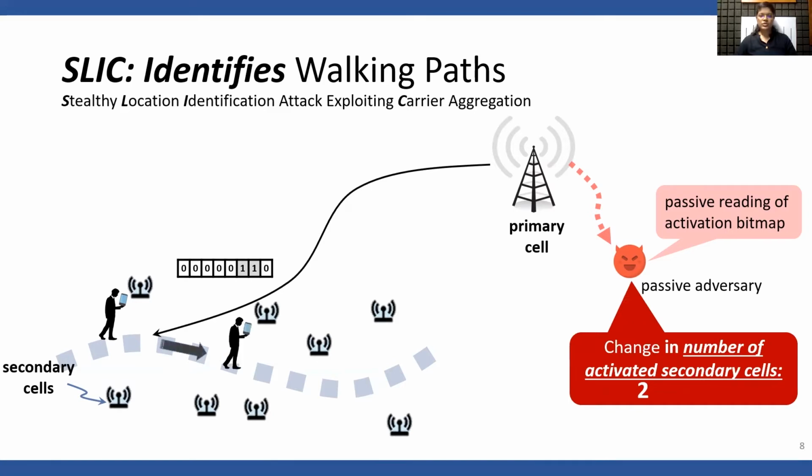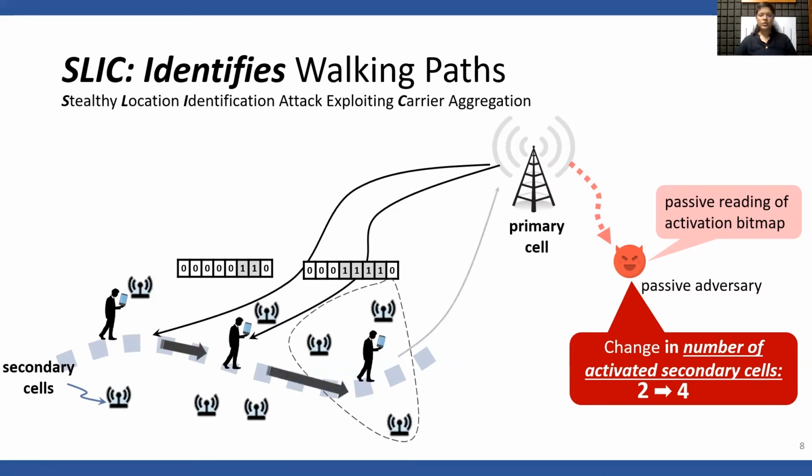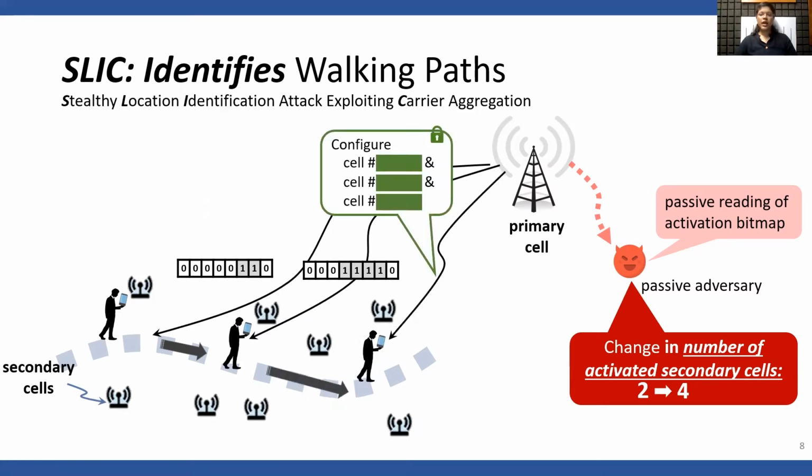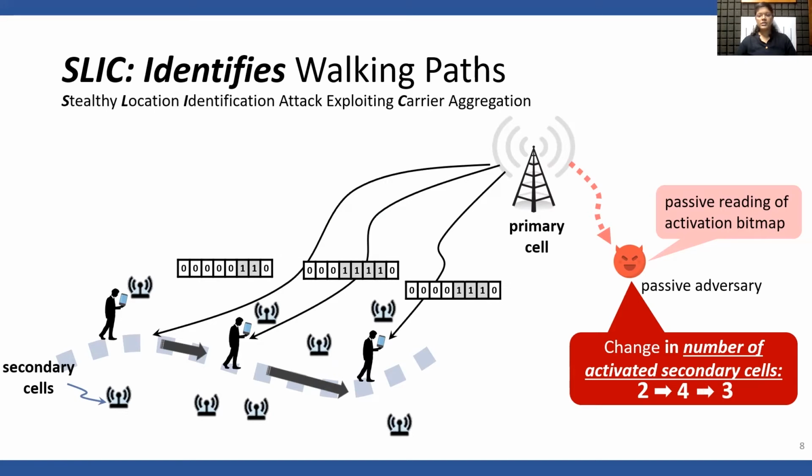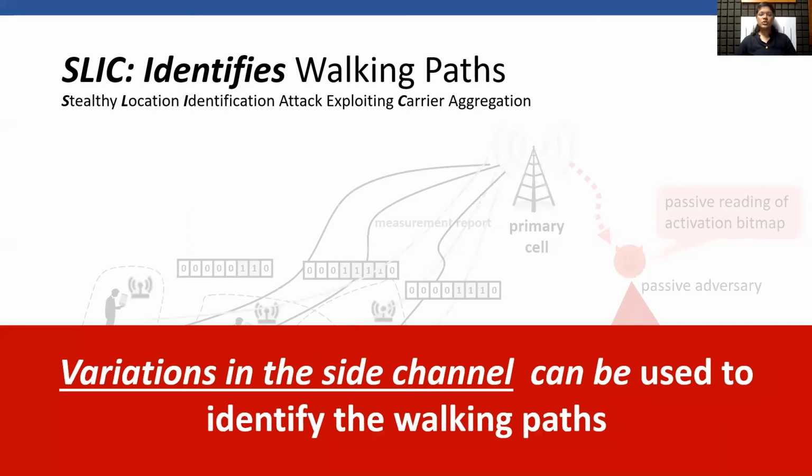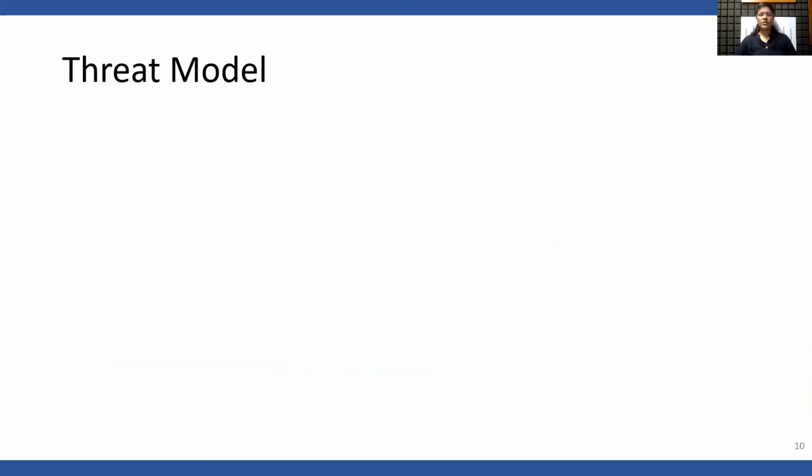Now, as the user walks, new set of secondary cell gets configured and activated. Now, the adversary sees the change in the number of secondary cell from 2 to 4. As the user walks further, the new set again gets configured and activated, and adversary sees a change from 4 to 3. In this work, we show that this variation in the side channel can be used to identify the walking path. I'll now present the threat model of SLIC.